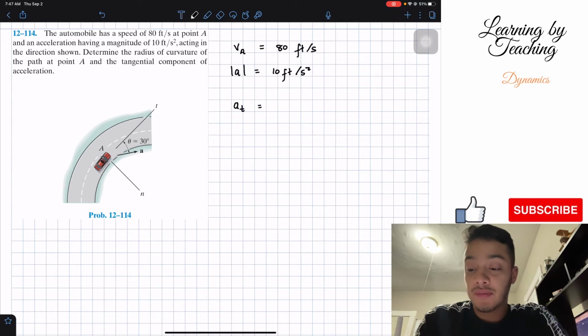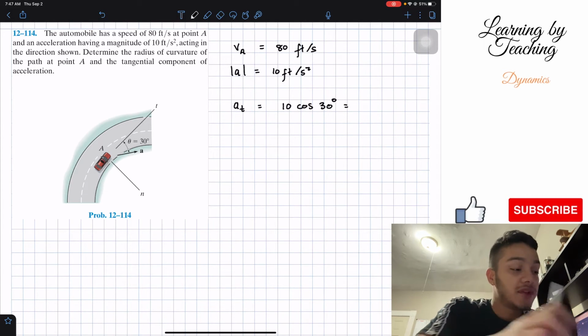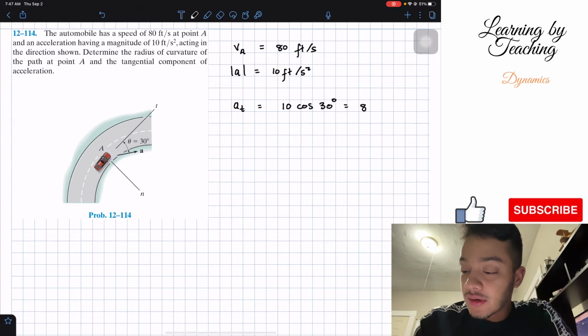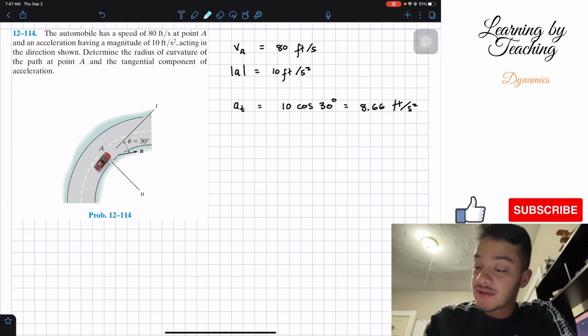So knowing this, what we can say is that our tangential acceleration is going to be equal to our magnitude, which is 10, multiplied by the cosine of 30 degrees, okay? Now, if we put this into our calculator, we'll find out that our tangential acceleration will be 8.66, and then same unit, feet per second squared.